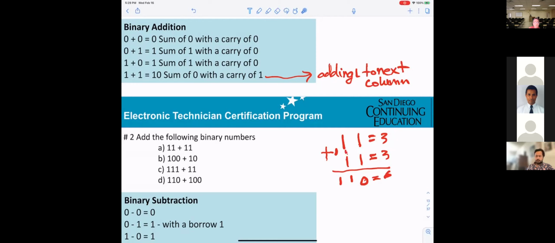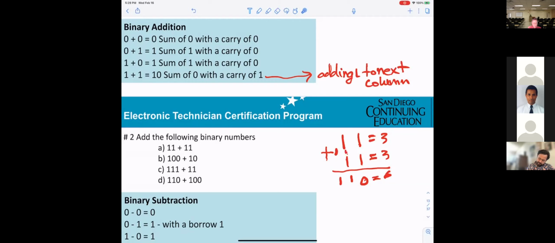So if you want to know the sum, you just follow this table. However, the only thing is when you get a carry, you have to know how to work with it. Carry means adding 1 to the next column.